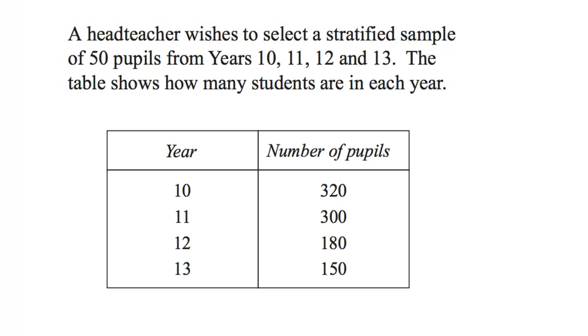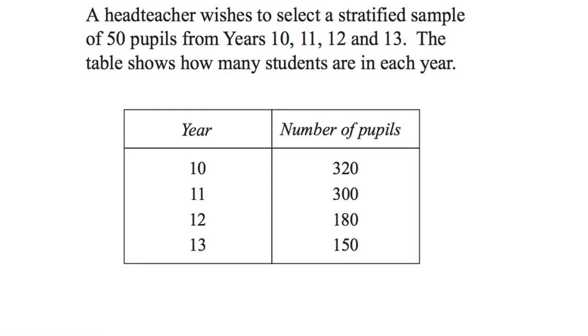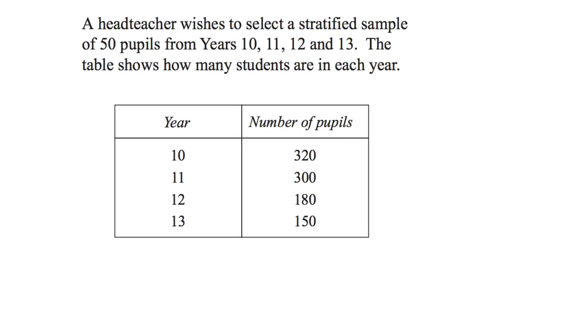So let's use this as a great example of how this could work. Step number one is always to add up all of the pupils in the school, or all of the people in your population. So if we add up 320 plus 300 plus 180 plus 150, we get a total of 950. Okay, so that's our first step.